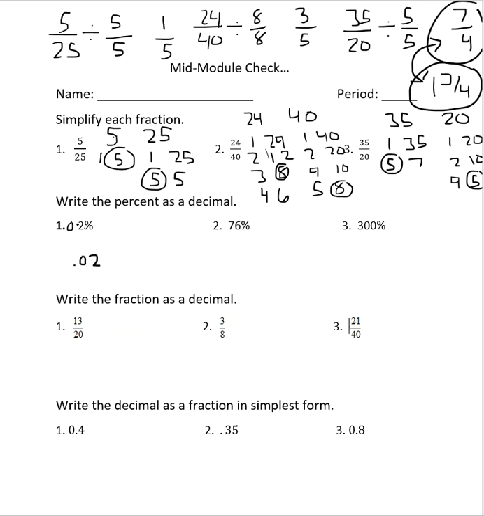Now remember, I told you that a percent is always just out of 100. So another way to think about this is 2% would be 2/100. And if we look right here, this is how you would write 2/100. Okay, so 76%, the decimal would be right here.